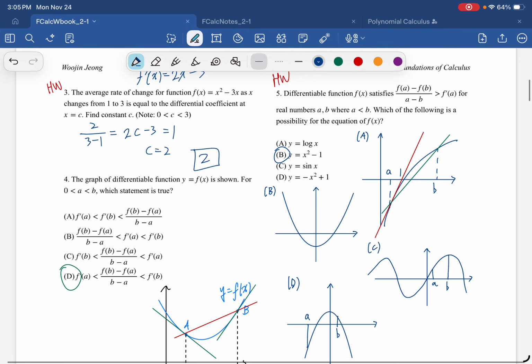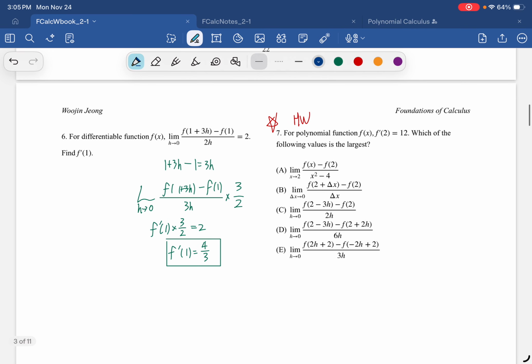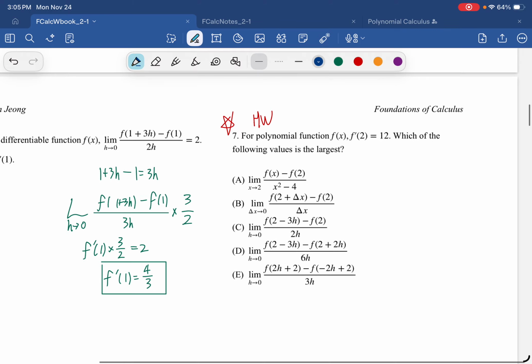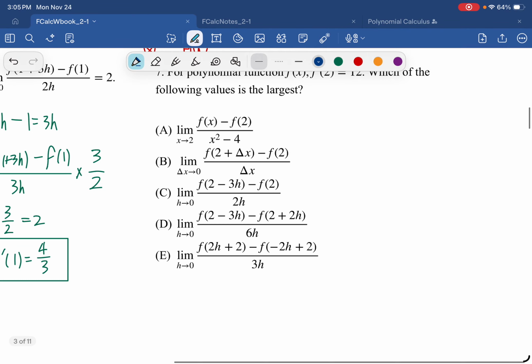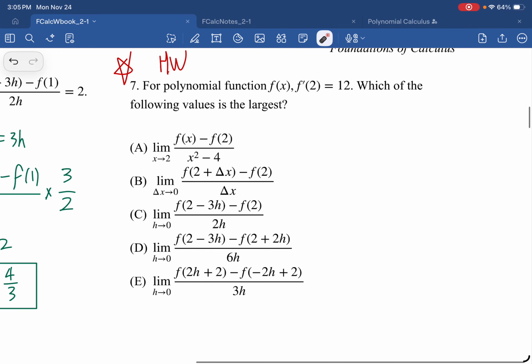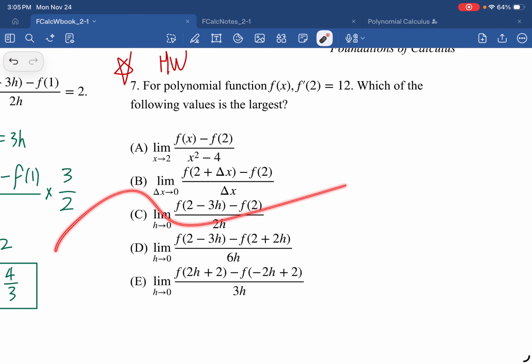So just comparing the geometric values of the slope of the secant line and tangent line will get you through this problem. All right, so number 7 was a pretty important one in my opinion. It tests how well you are able to manipulate the expression so that you can use the definition of the differential coefficient. So number A, we're given that f prime of 2 equals 12, and that's pretty much the only function given other than it's a polynomial, so it's all smooth and differentiable. Which of the following values is the largest?